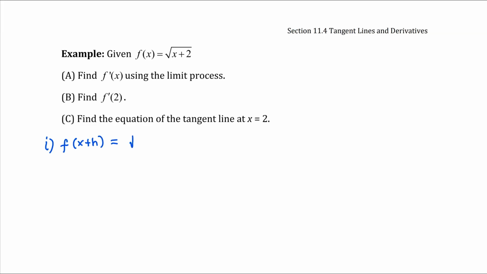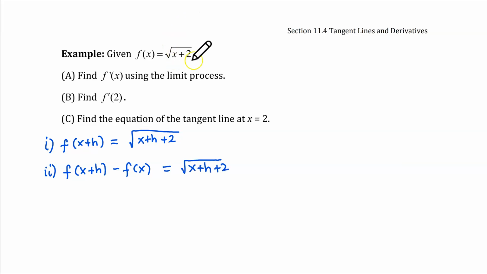That means you replace x in the square root of x plus 2 by x plus h. So replace this by x plus h. You have x plus h plus 2. Then second step is to subtract f of x plus h minus f of x. You therefore have square root of x plus h plus 2, and f of x is given by this. So minus square root of x plus 2.